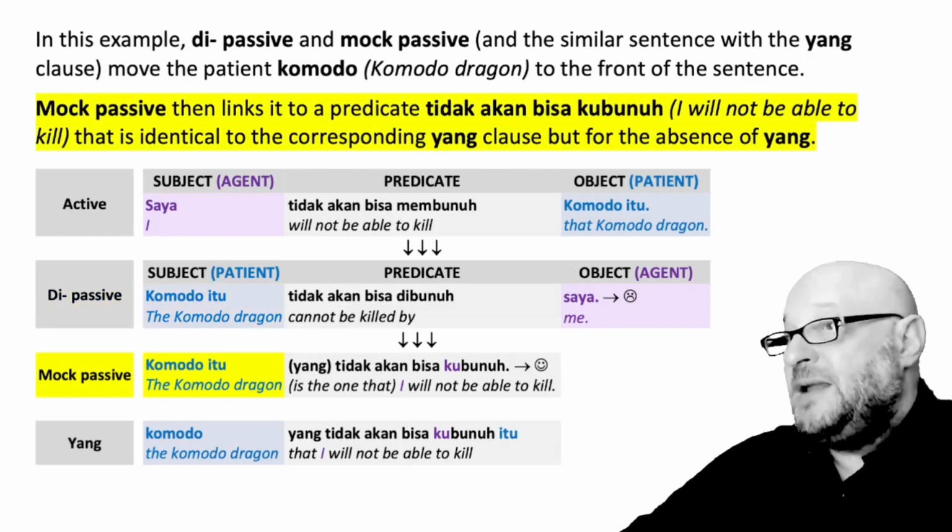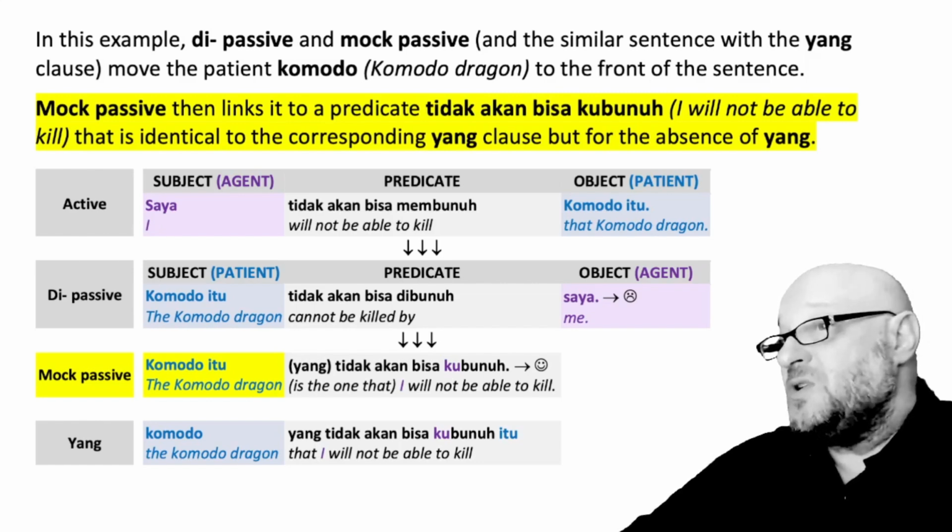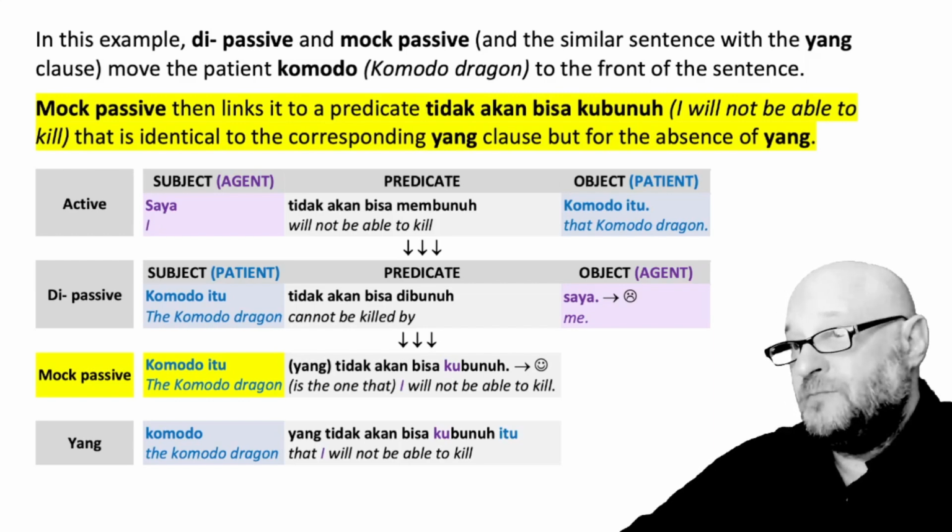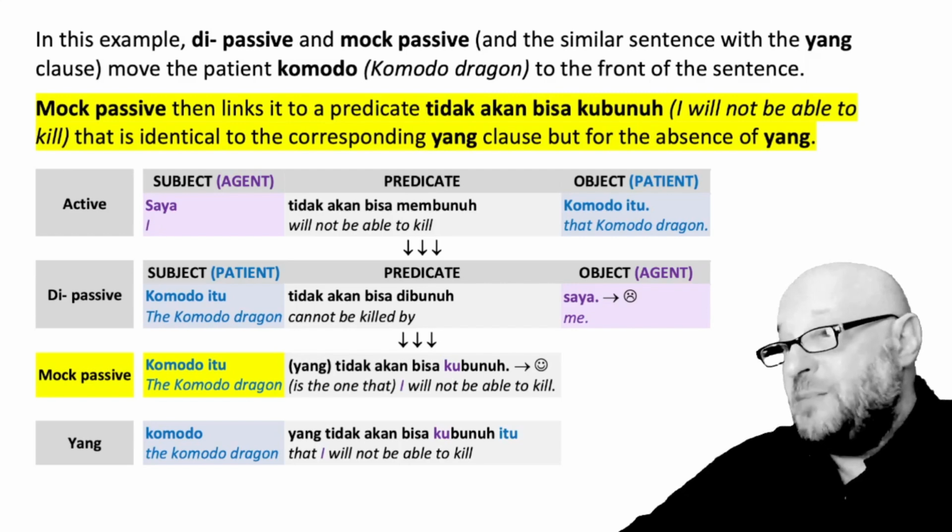Mock passive then links Komodo itu to a predicate, tidak akan bisa kubunuh, I will not be able to kill, that is identical to the corresponding yang clause, but for the absence of yang. So mock passive, Komodo itu tidak akan bisa kubunuh. The Komodo dragon is the one I will not be able to kill.